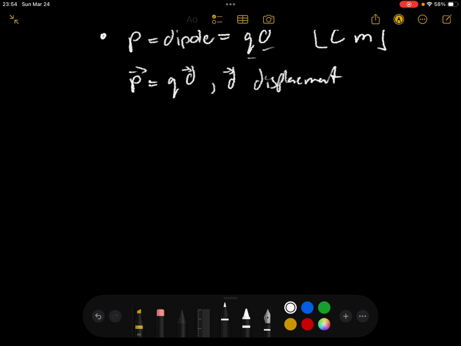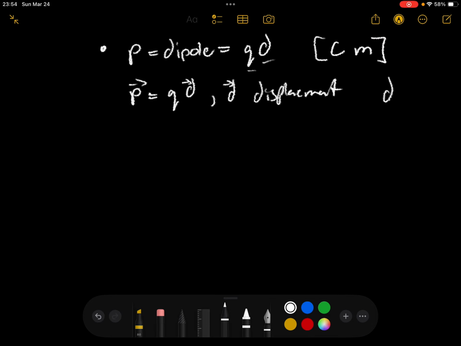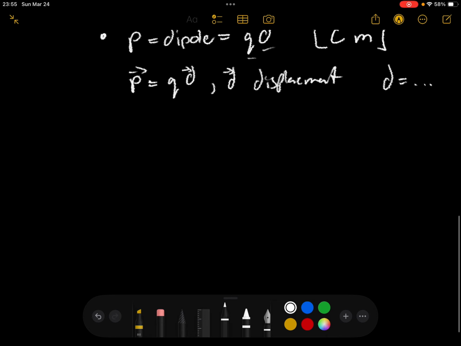d is also sometimes considered to be the dipole. So sometimes you might see d equals this and it's the dipole. It can be confusing. But anyhow, this would mean that, for example, this would be the charge at some vector r1 minus the charge at some point r2, and then this is just q times the displacement vector.